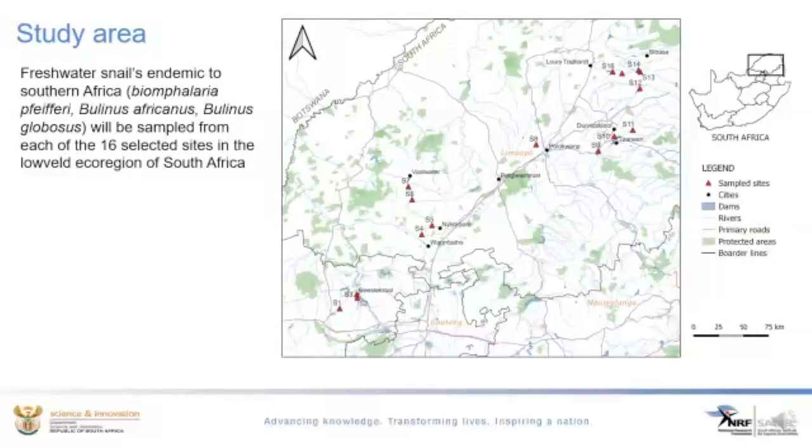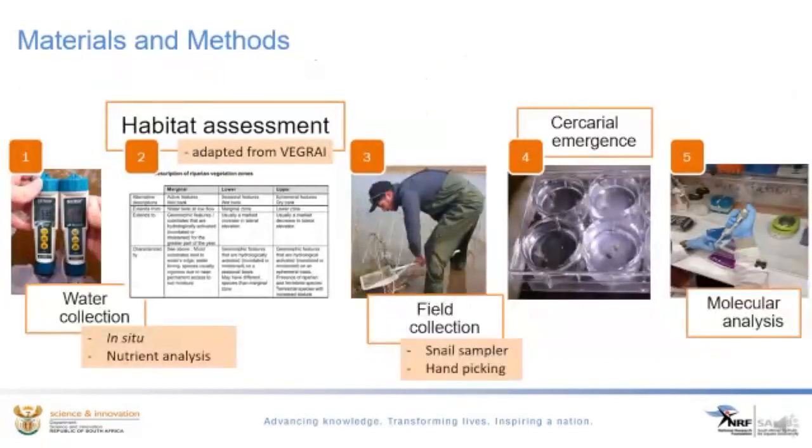Freshwater snails endemic to Southern Africa were sampled from each of the 16 selected sites in the lowveld ecoregion of Southern Africa. Each site was selected based on accessibility and the presence of aquatic vegetation that functions as a possible food source for freshwater snail species. Materials and methods include water quality parameters measured in situ and water samples collected for further nutrient analysis.